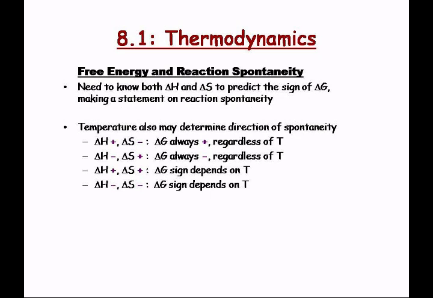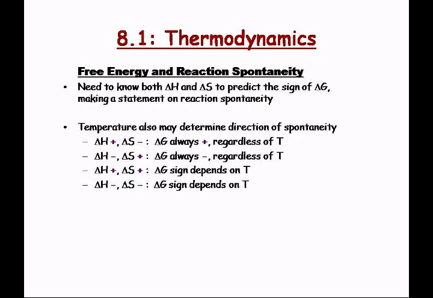Okay, here we go again. Let's put it all together. This is like our bookkeeping slide. So, of course, we're going to need to know both the delta H and the delta S in order to predict the sign of delta G. We'll also need to know what the temperature is of the reaction that we're analyzing. So, if we have a positive delta H and a negative delta S, delta G will always be positive. That means it's going to be non-spontaneous, regardless of temperature.